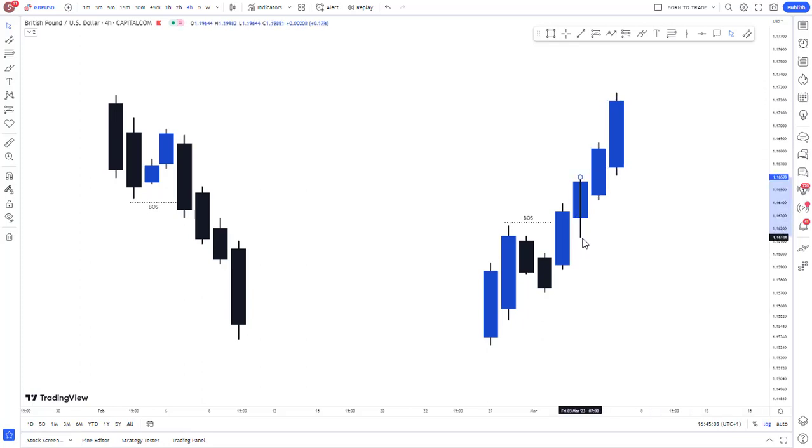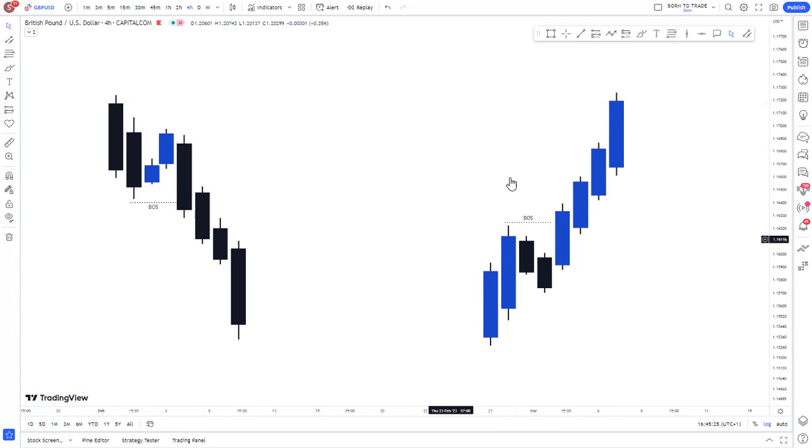So in today's video we'll be talking about fair value gaps. A fair value gap is simply an inefficiency between buyers and sellers. Another name for a fair value gap is what we call an imbalance. An imbalance is formed when we see aggressive movements in the price chart.